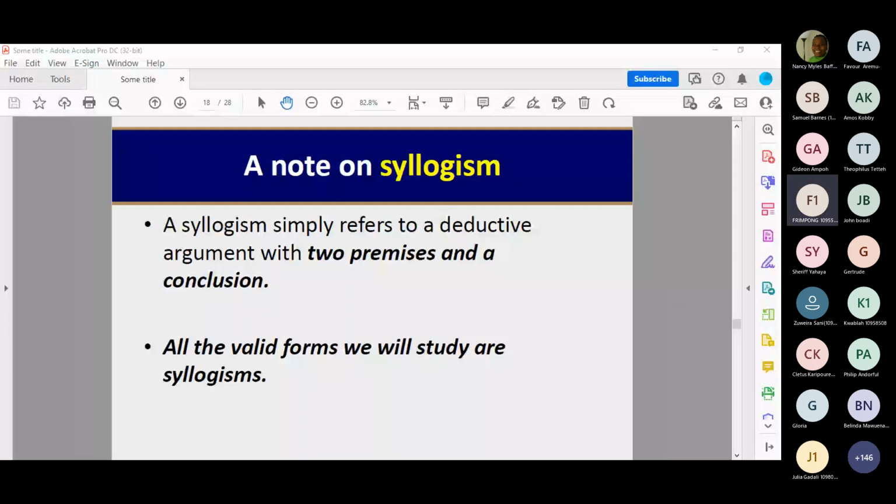A syllogism simply refers to a deductive argument with two premises and a conclusion. Excellent. All the valid forms we study are syllogisms. Yes.